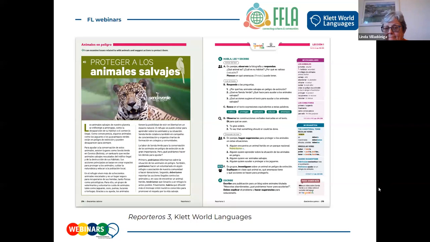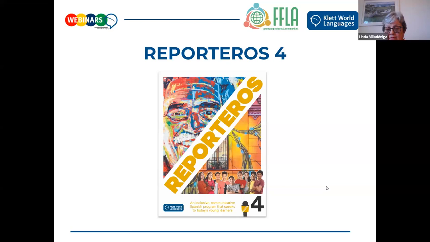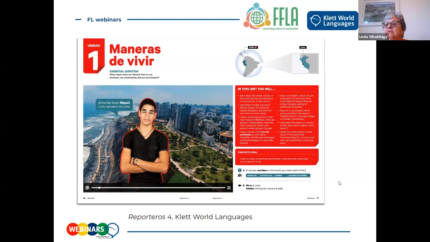Reporteros Cuatro is not out yet, but this is a sample of Unit 1. It tells you what you're going to learn in the unit. Every book starts that way. Every unit starts with a double page that introduces you to the reportero for that chapter and the country he represents. In this case, hola, me llamo Miguel y soy peruano de Lima. So the focus will be on Peru. You can see the map and where Peru is in the world. Then it gives you a brief overview of what is in the unit so that you can plan better. It also tells you what the final project is going to be. And then there's a fill-in chart, same in every lesson, every unit, every time.